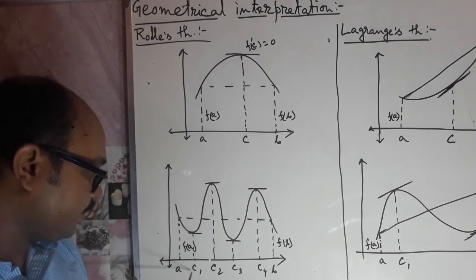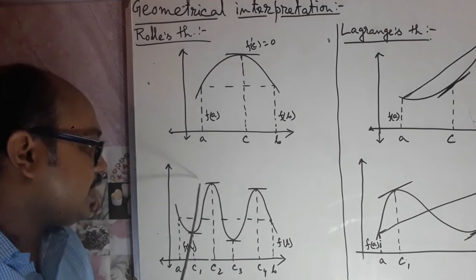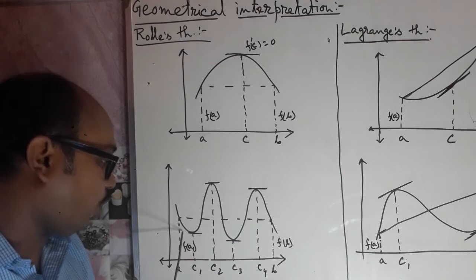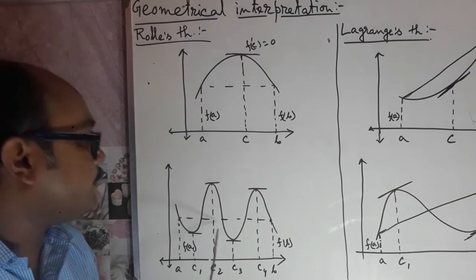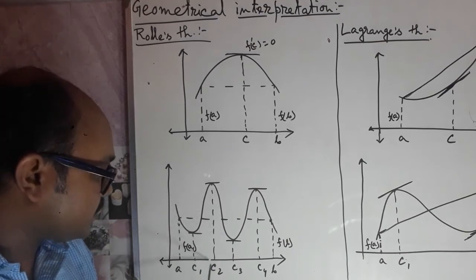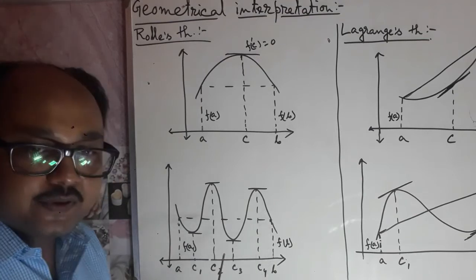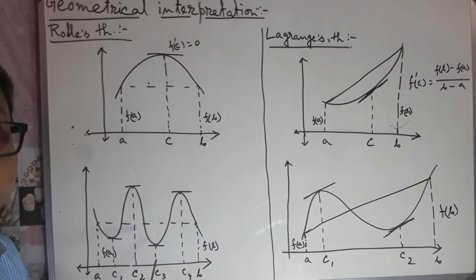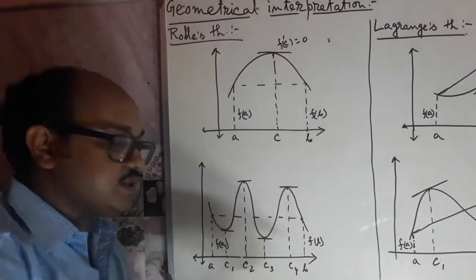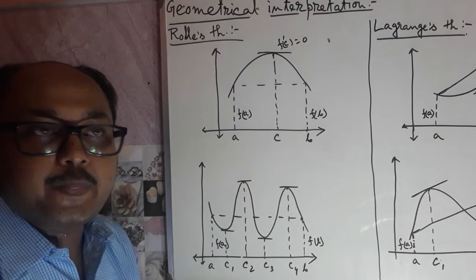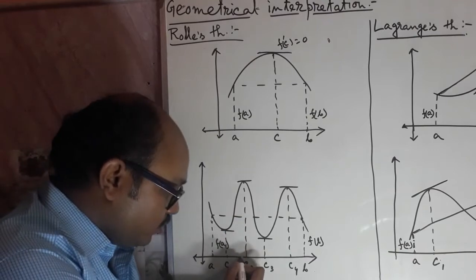So you can see C1, C2, C3 and C4, 4 points on this graph where the tangents are parallel to the x axis. That means at all these points the tangents are parallel to the x axis, so the first order derivative at the points C1, C2, C3 and C4 is 0. Again I am telling, at C1, C2, C3 and C4, in all points the tangents are parallel to the x axis. That means f dash c is equal to 0.